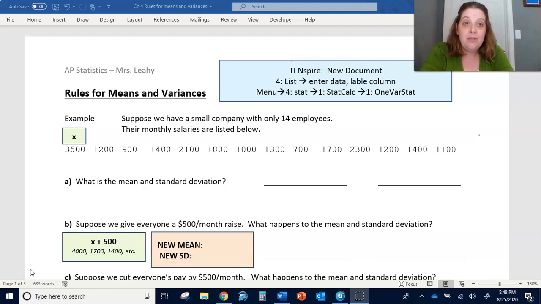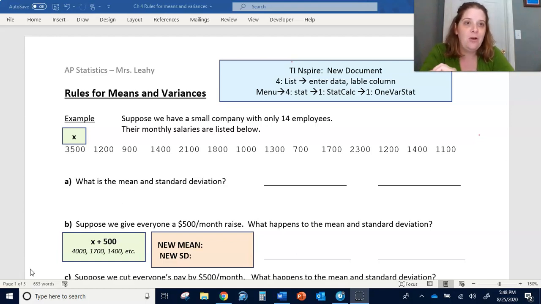So remember, in your TI Inspire, I have some instructions up here in the corner. You're going to start a new document, put in a list and spreadsheet, and put all the data in a list. The list that we're going to make says, suppose we have a small company with only 14 employees. So this is my small company, 14 employees. We're talking about a population here. This is everybody. Their monthly salaries are listed below.